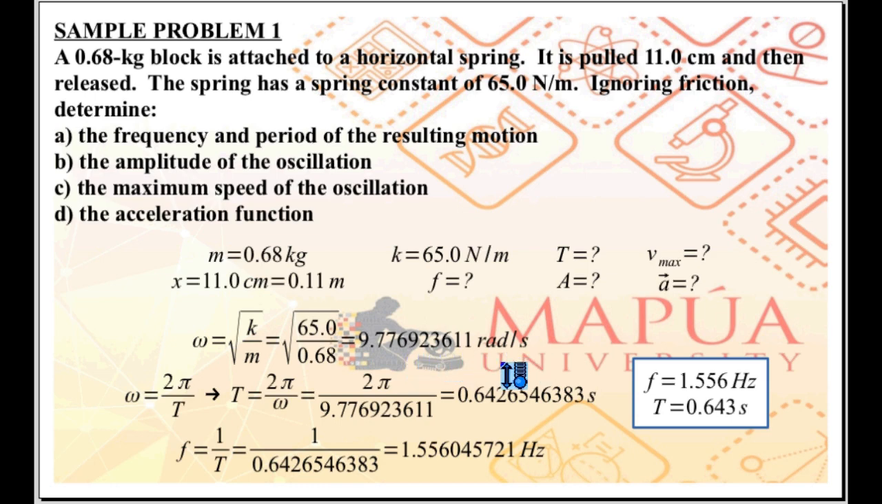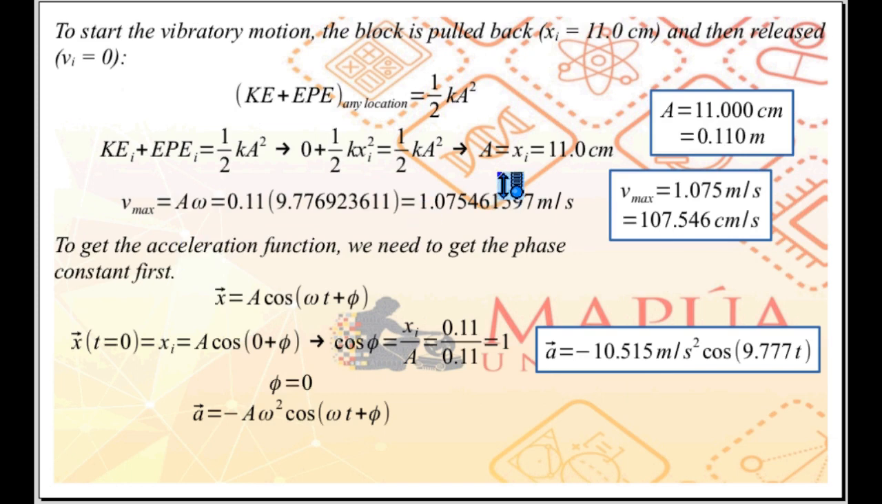Knowing the angular frequency, 9.776923611 radians per second, and knowing the amplitude, 0.110 meters, we are able to determine the maximum speed of the vibratory motion, since Vmax is just equal to A omega. Knowing A, knowing omega, we are able to calculate Vmax. Vmax is equal to 1.075 meters per second or 107.546 centimeters per second.